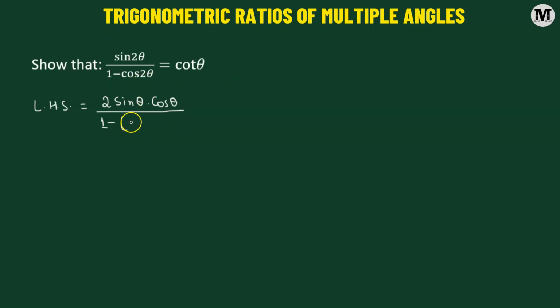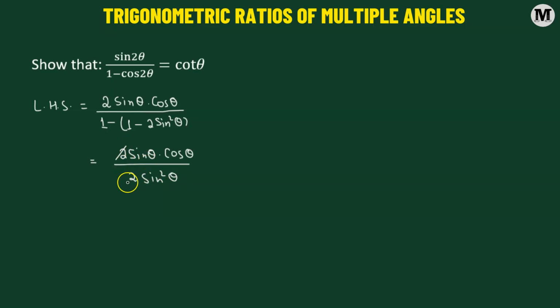So here if we choose cosine 2 theta to be 1 minus 2 times sine squared theta, then this 1 will get cancelled out. So we have 2 times sine theta times cosine theta, and in the denominator we're going to get positive 2 sine squared theta.